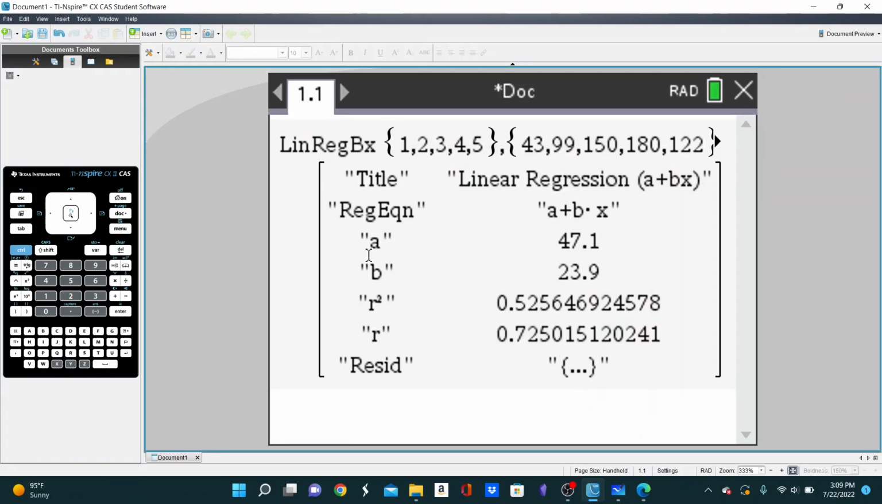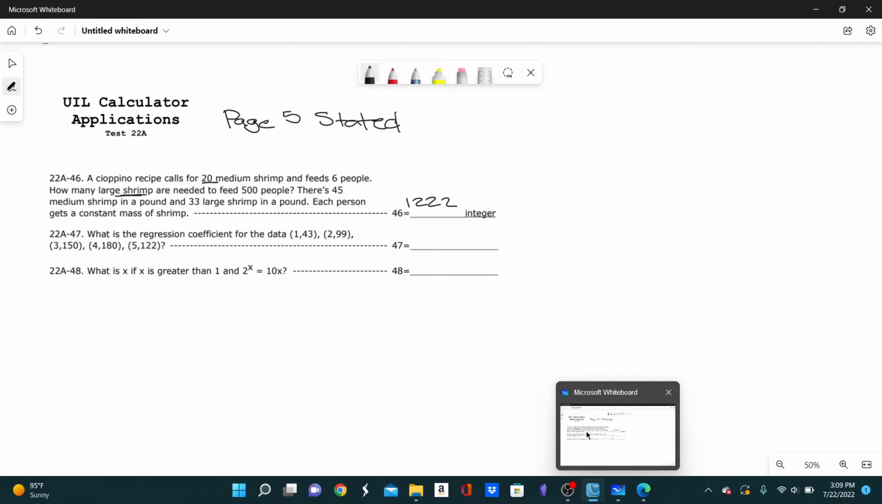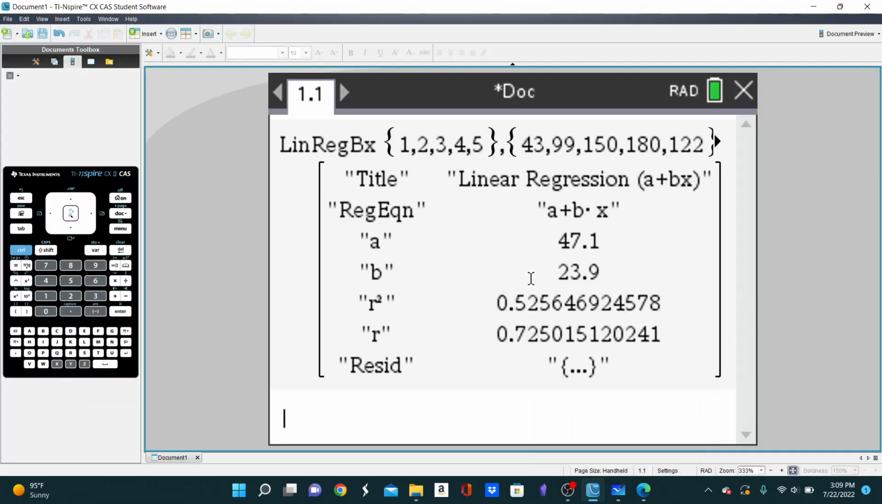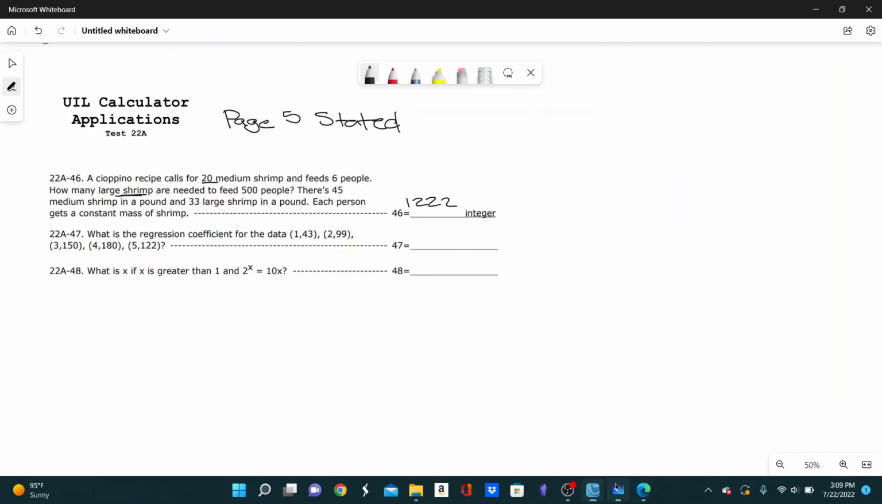So this A and B actually tells you your regression line, but it's not asking for the regression line, I don't believe. Yes, it's asking for the regression coefficient. And the regression coefficient is just R. And so it looks like we're going to have 0.725 as our answer. So that's about as easy as those kinds of questions get.